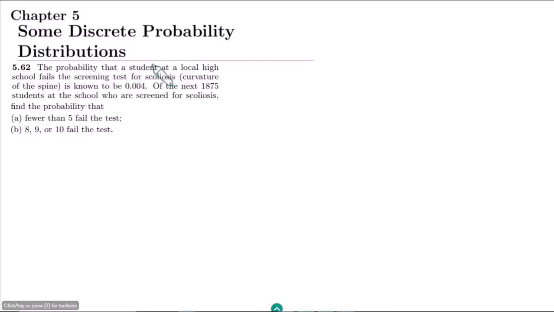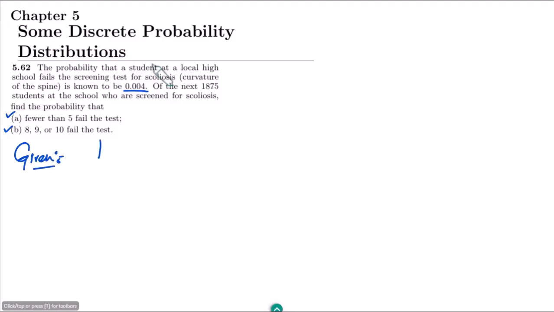Welcome back, guys. This is question 5.62, and the statement of this question is: the probability that a student at a local high school fails the screening test for scoliosis, curvature of the spine, is known to be 0.04. Of the next 1875 students at the school who are screened for scoliosis, find the probability that A, fewer than 5 fail the test, and B, 8, 9 or 10 fail the test. So here what is given? Let me first write the given data.